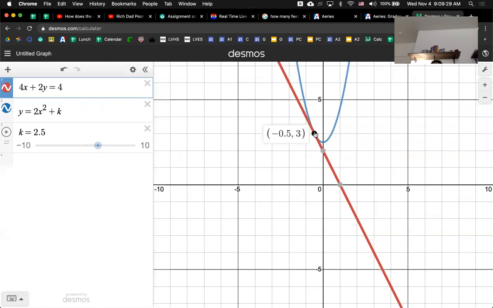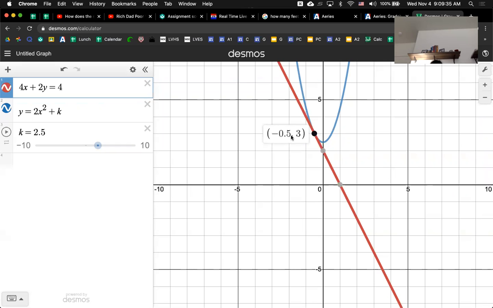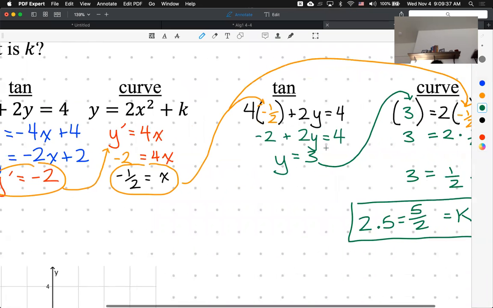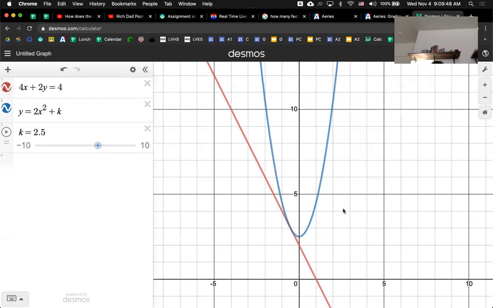If I come over here and click, that intersection is -0.53. And hey, look at that, -0.5 is the x coordinate. Our y coordinate is 3. So we know the x and y coordinate of that point. And then we can also say, okay, well, that means our value of k had to be 2.5. Everything here matches with what our problem was showing us earlier.